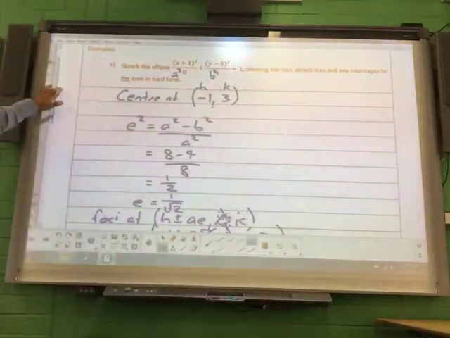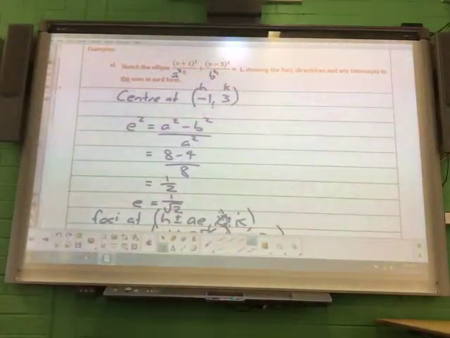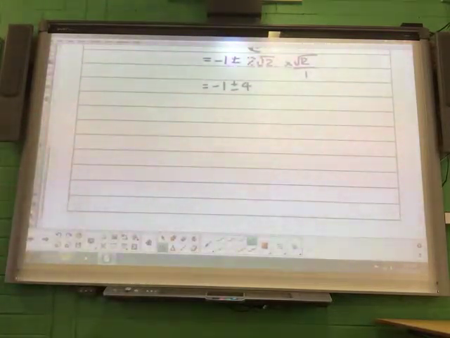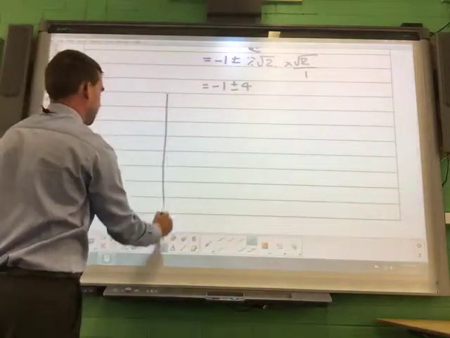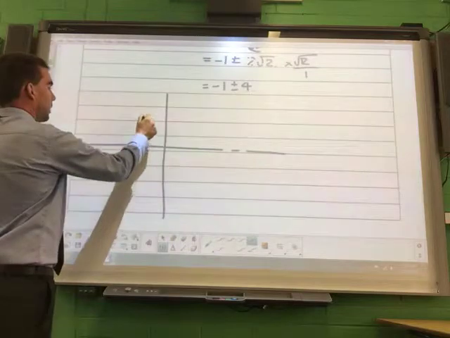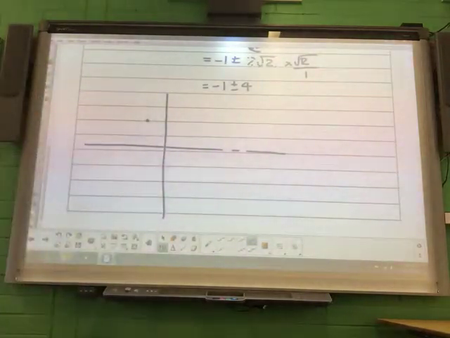We're sketching, yep, and any intercepts to the axis in surd form. Right, so we're going to do just a quick rough sketch. I'm not going to worry about detail right now. Just making sure we're comfortable with what it looks like, and then while you're doing your exercise, you can focus on your neatness of it. Right, so we've got the centre at -1, 3, so somewhere up there. Right, so the directrices are going to be -5 and 3.